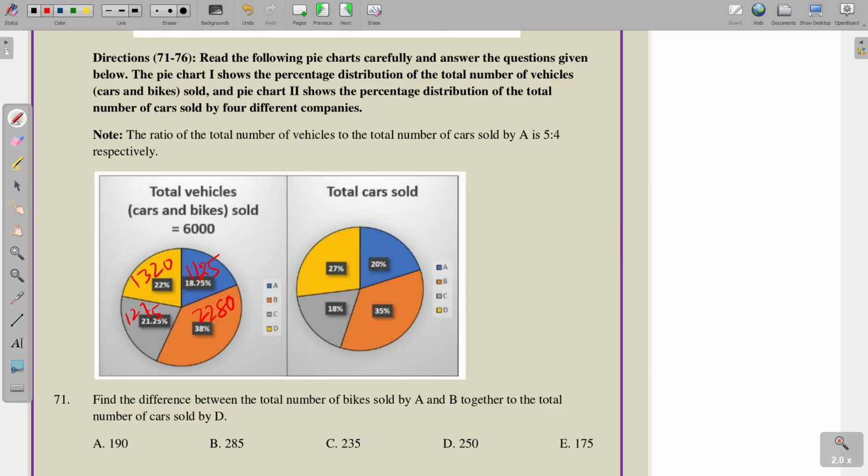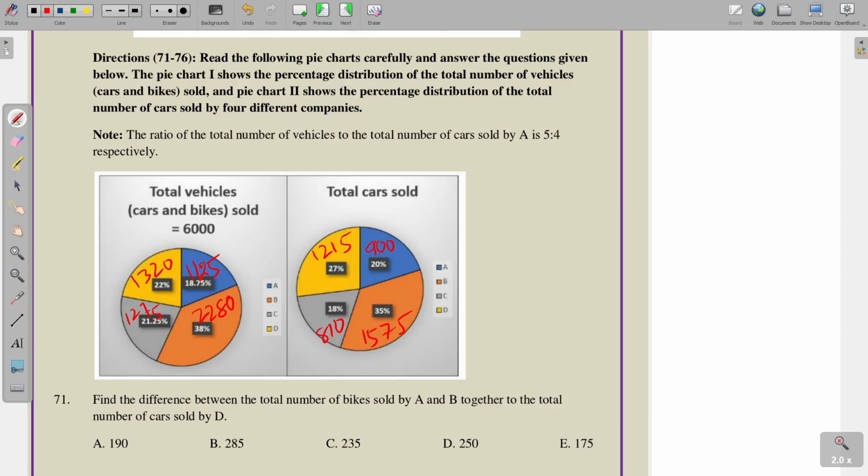First find the cars according to the note. The ratio of the total number of vehicles to the total number of cars sold by A is 5:4. Therefore, according to this 5:4 ratio, it is 900 cars. 20% is 900, means 35% is 1575, 18% means 810, and 27% means 1215. These are the number of cars.